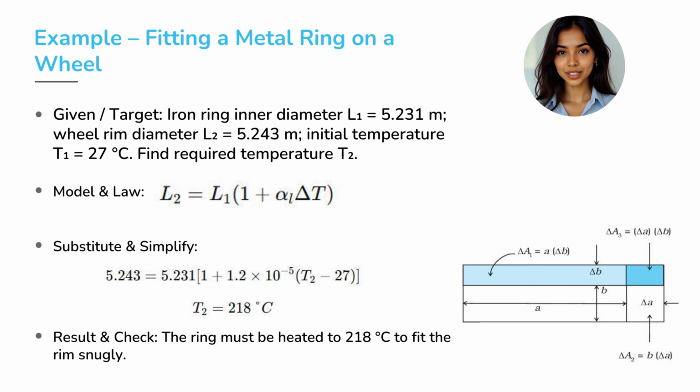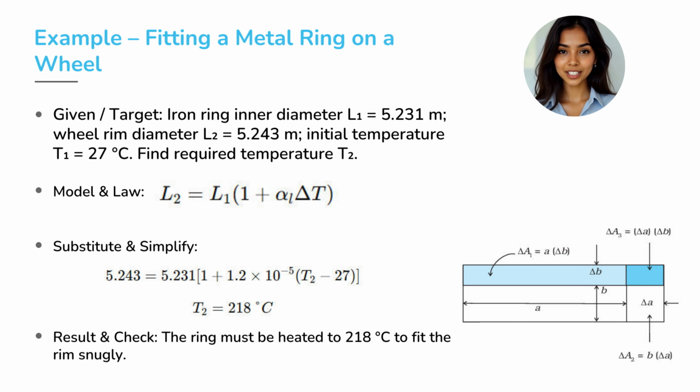We use the linear expansion formula, L2 equals L1 multiplied by open bracket 1 plus alpha sub L times delta T close bracket. Now substitute the values. 5.243 equals 5.231 multiplied by open bracket 1 plus 1.2 times 10 to the power minus 5 multiplied by open bracket T2 minus 27 close bracket. Simplify that equation step by step, and we find that T2 equals 218 degrees Celsius. That means the ring must be heated to 218 degrees Celsius to fit the rim.